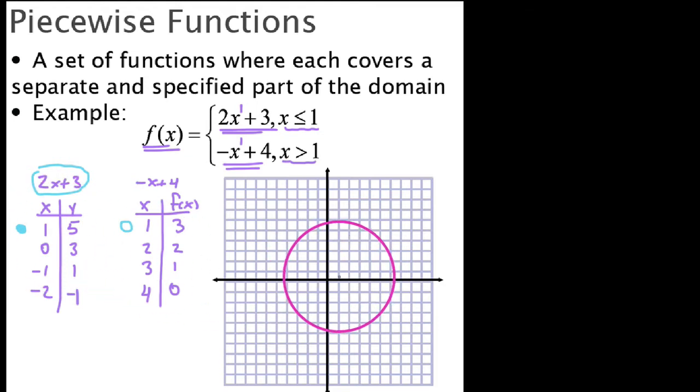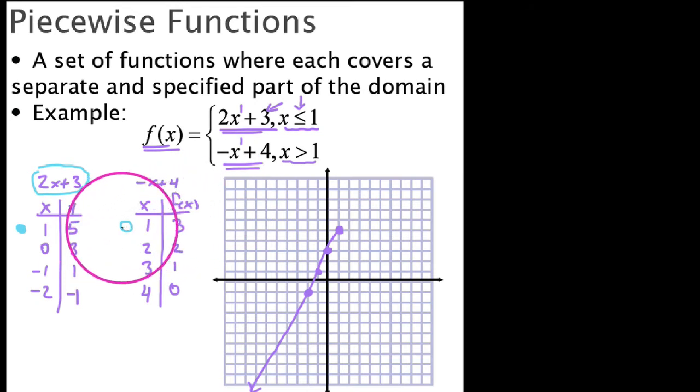We have 1 comma 5 on our first graph. So 1, 2, 3, 4, 5. And we said we were going to put a solid dot there because this line includes the point where x is equal to 1. We have 0, 3 on our graph, so we'll go 0, 3. And we have negative 1, comma 1, and negative 2, comma negative 1. So as far as what this graph looks like, it looks like the line 2x plus 3 for all x values less than or equal to 1. So this is the left side of our piecewise function.